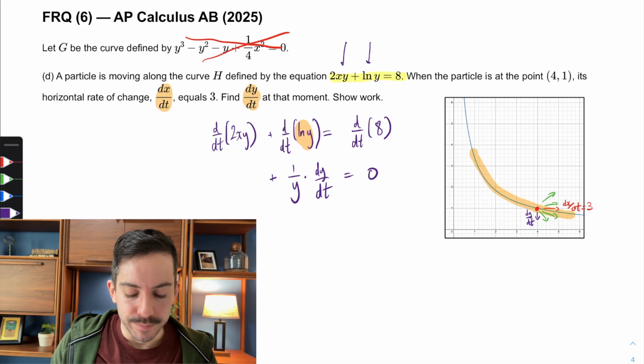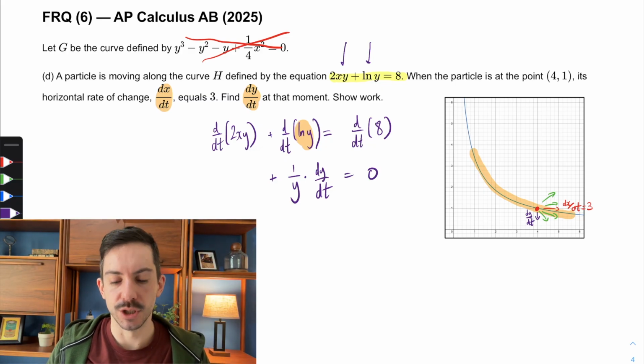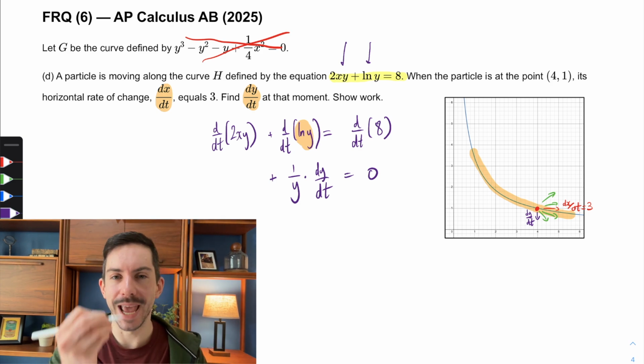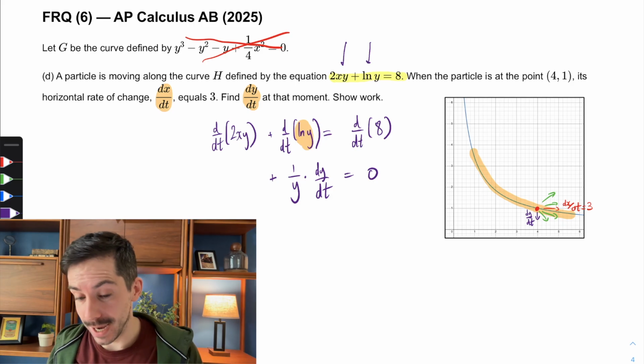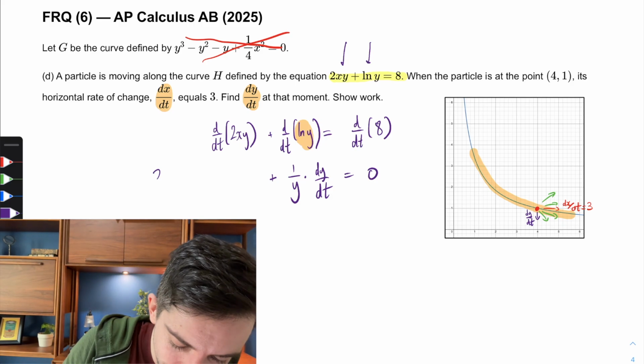What about that first term? Well, it's a little bit more tricky, but it's still totally the same strategy, same process. Why is this trickier? Well, it's a product, right? X is multiplying with y. So I need to apply the product rule. So let's see how that's going to go.